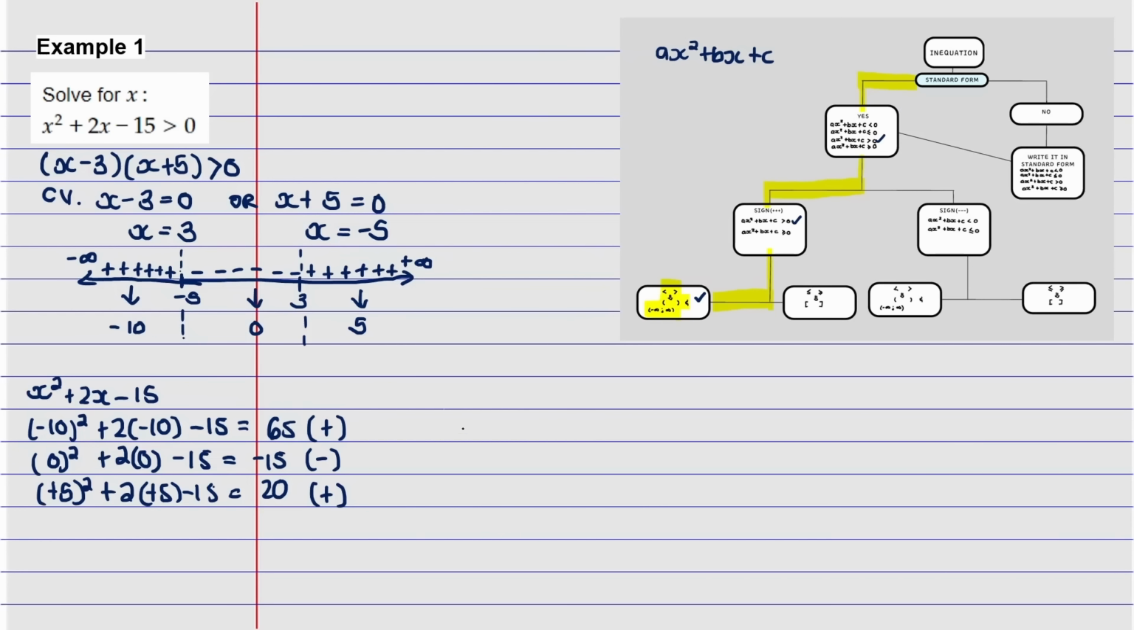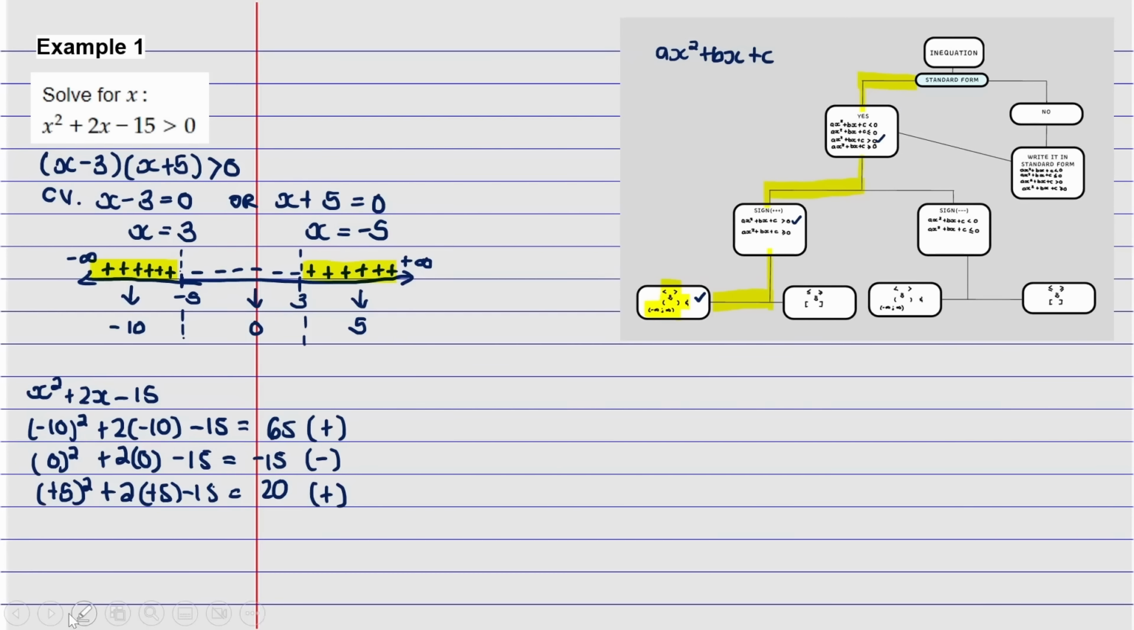Now, remember that we wanted to know which sign we need to look for, whether positive or negative. This is where it comes in. Do you see that we need to look for positive? So you go to your table and highlight the positive. We see that it's here and it's here. So the graph region where our inequality exists is there.